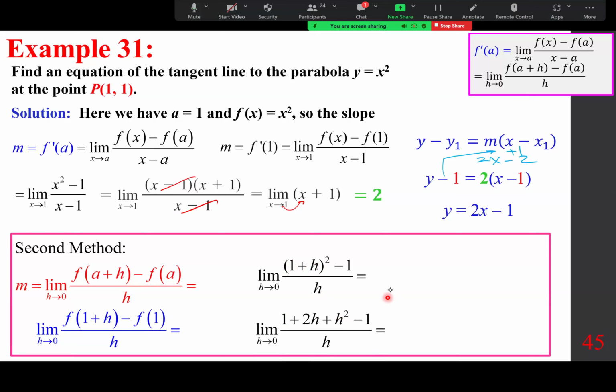1 and negative 1 cancel each other. From the numerator, I can take the h out. These two cancel each other. And I get the limit of 2 plus h as h approaches 0. If I replace the h, I get the same 2. This, of course, I don't have to repeat.